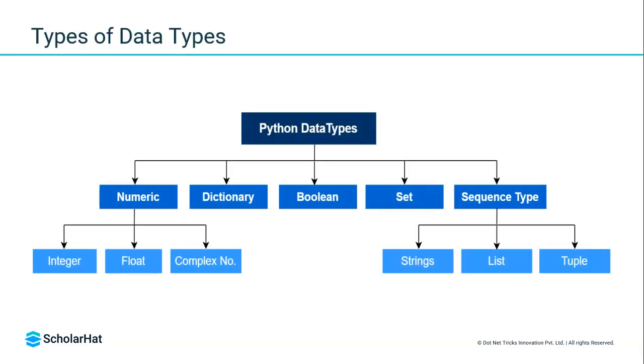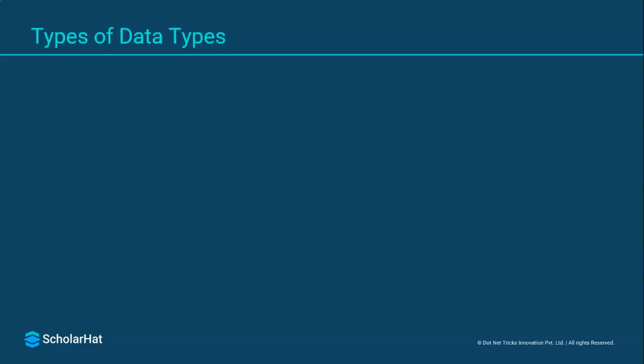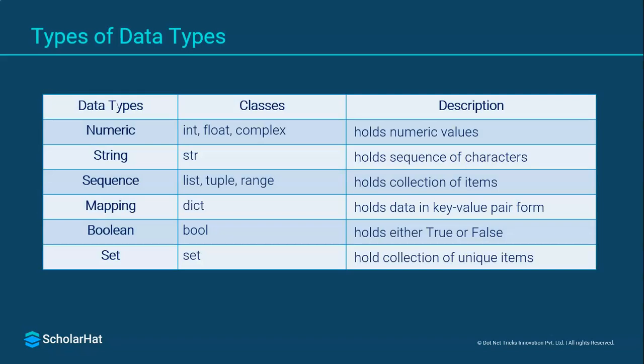When we broadly discuss the types of data type, we have numeric, dictionary, Boolean, set, sequence type, where numeric is further divided into categories like integer, float and complex, and the sequence is string, list and tuple. Numeric holds numeric and decimal values, whereas string holds a sequence of characters like name, message and address.